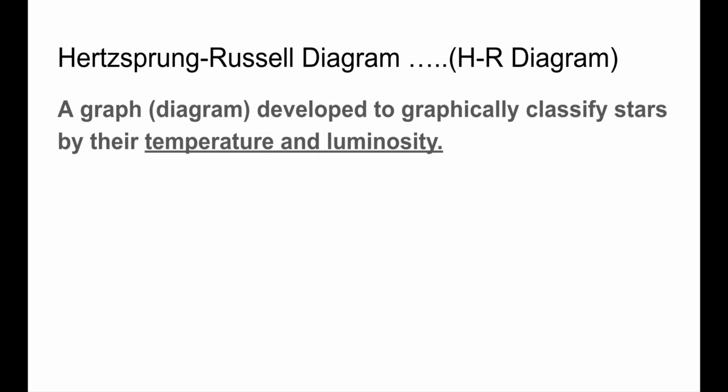I want to talk to you a little bit today about something called the Hertzsprung-Russell diagram, often referred to as the HR diagram. And this is probably the most important chart or diagram in all of astronomy because it was developed about 200 years ago by two guys aptly named Hertzsprung and Russell, and it's used to classify stars by their temperature and their luminosity. And luminosity again means brightness.